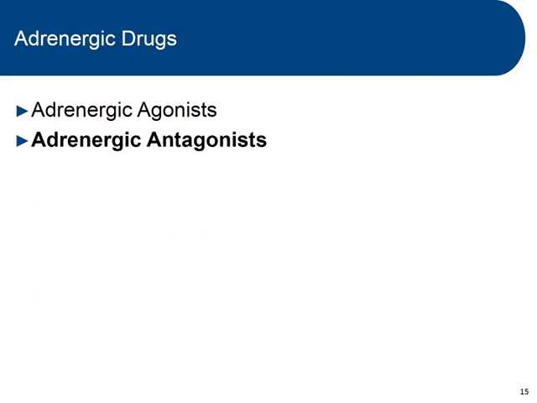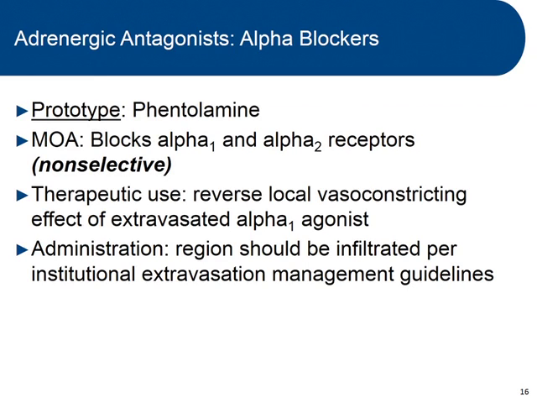Moving on, let's now discuss the adrenergic antagonists. We've already talked about the adrenergic agonists. Adrenergic antagonists also act at a variety of receptor sites, either alpha or beta. So you have alpha blockers. Our prototype alpha blocker is phentolamine. The mechanism of action of phentolamine is alpha 1 and alpha 2 blockade.